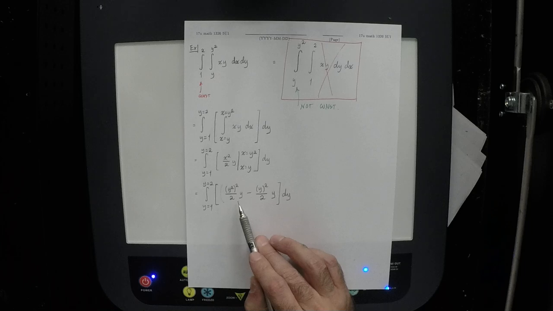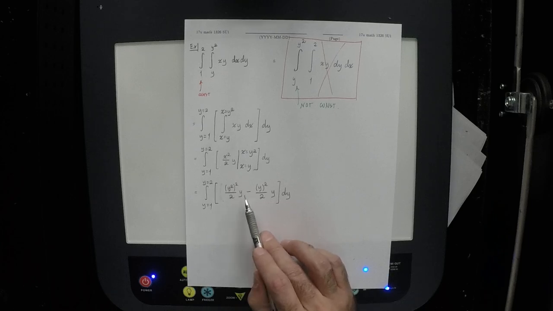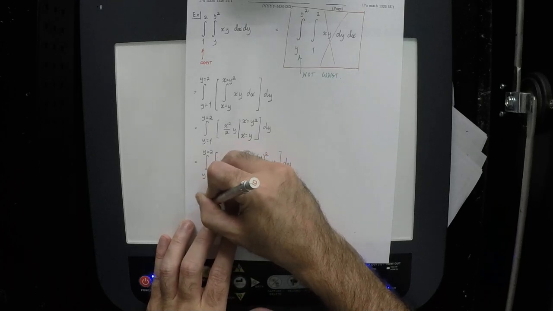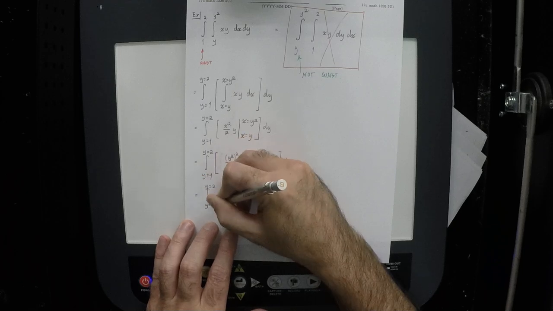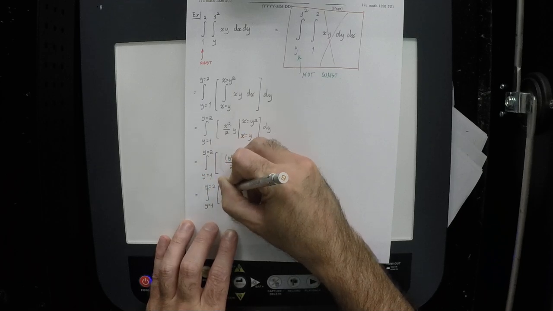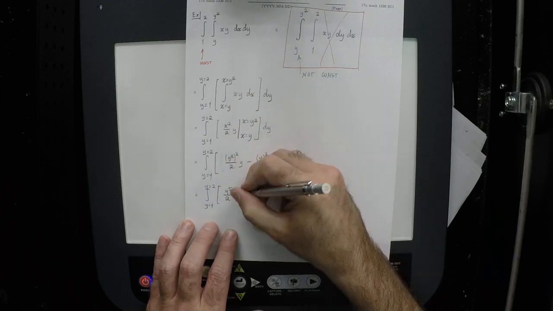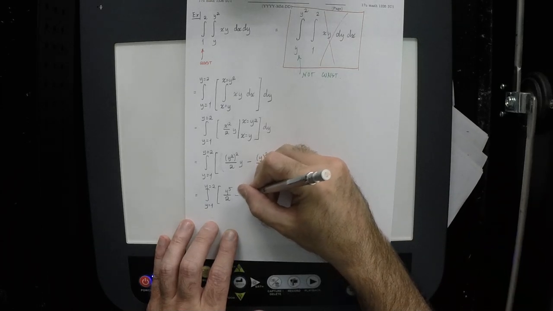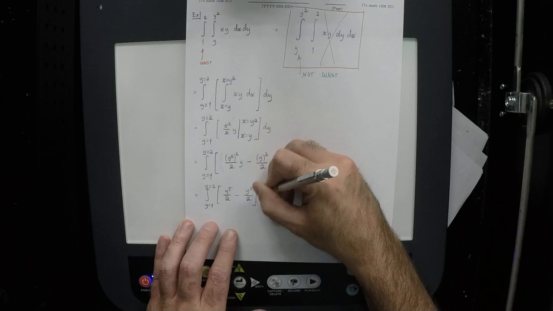Well, how much y is all of that? So y squared squared is how much? Y to the 4. And then we've got the one more y there, so that's y to the 5. So this one would be y to the 5 over 2, and then minus how much? Y to the 3 over 2, dy.